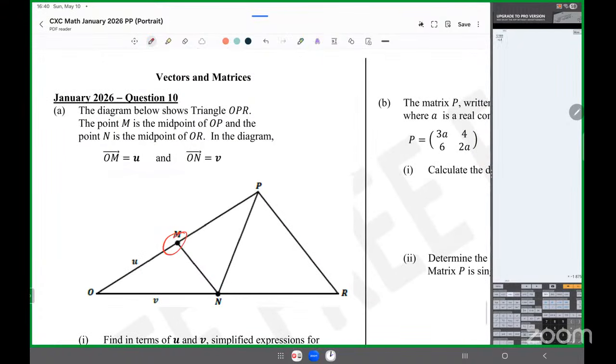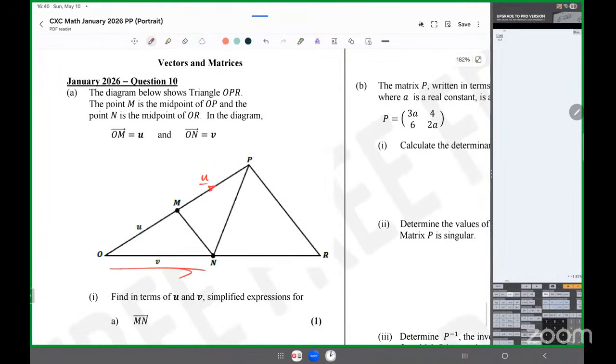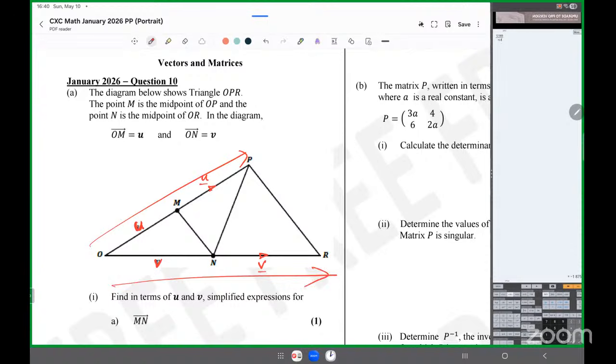Since this is the midpoint on this line, and the vector from O to M is u, it means that from M up here is another u. Same thing down here: this vector is v, and this is the midpoint, so the same length, same direction. The vector over here is another v. So we have v right here, and u right there. All of this is 2u, the whole of this is 2v. So we have those position vectors.